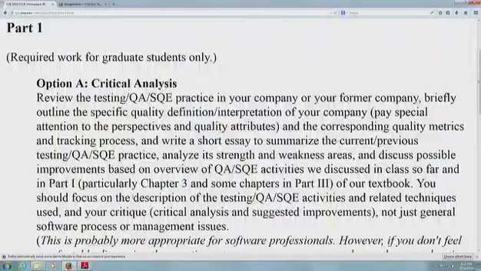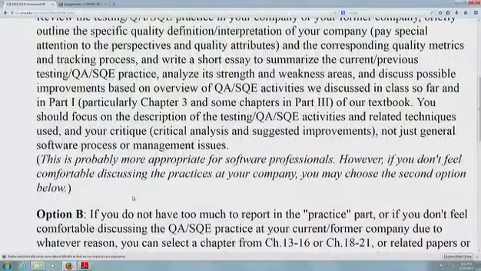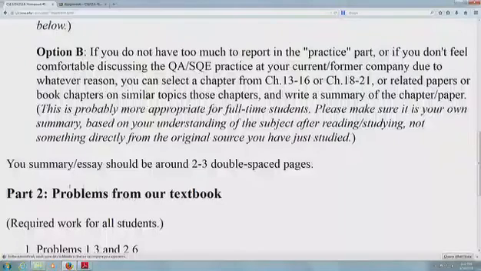Okay, so that's the critical analysis, and with the critical analysis, I want you to write a short essay, a report about this. I said that your summary or essay should be around 2 to 3 pages. Sometimes people write 4 or 5 pages, that's okay.